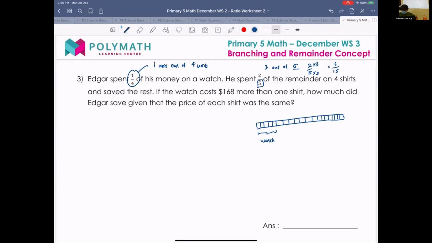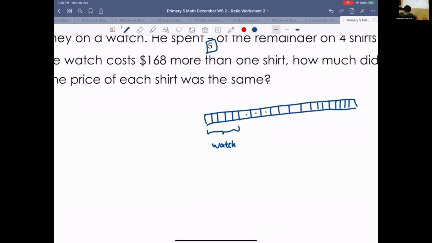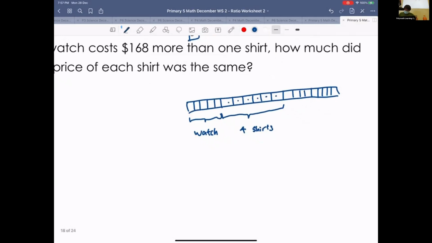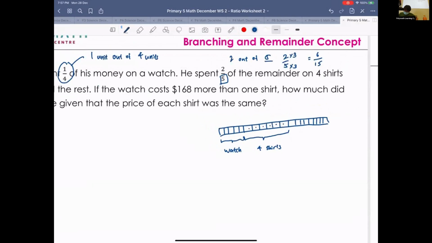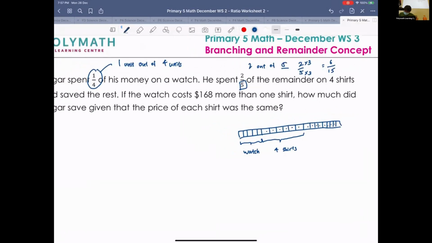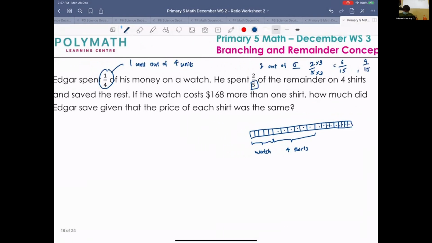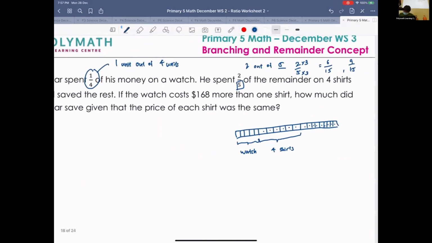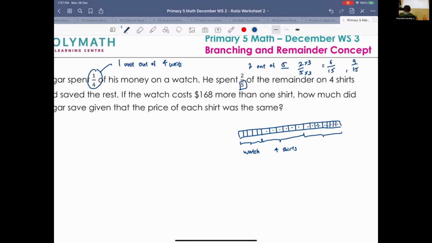So they say he spent 6 over 15 of the remainder on 4 shirts. So I'm going to count 6 units: 1, 2, 3, 4, 5, 6. 6 over 15 is like this, which is spent on 4 shirts. So that means there is 1, 2, 3, 4, 5, 6, 7, 8, 9 units remaining. The remaining must be 9 over 15. So he saved the rest.